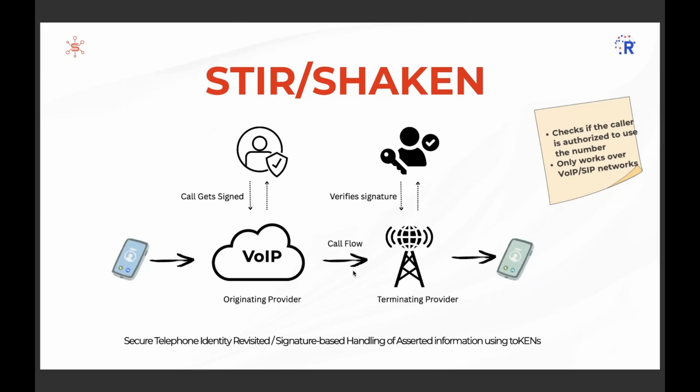But like any system, it has its limitations. As noted in the top corner of this slide, STIR/SHAKEN only works for VoIP or IP-based networks. So it doesn't protect calls on legacy systems like traditional landlines. And its effectiveness drops across international borders where not all carriers have adopted this framework. So while this is a powerful tool, it's not a silver bullet. It's most effective when it's part of a broader strategy, one that includes regulatory cooperation, caller ID validation, and end-to-end adoption across the telecom ecosystem.